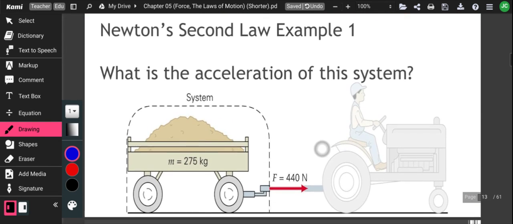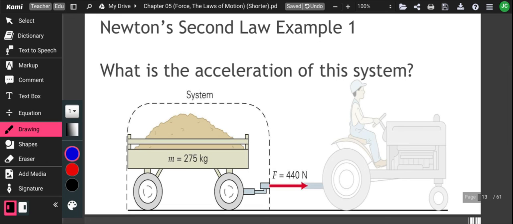Here is a very basic problem that we can do. You can see here, this is a problem where we have a tractor pulling a wagon. The wagon has a mass of 275 kilograms, and the force is 440 newtons. So to solve this problem, we would set up our equation. What's the acceleration? A is equal to F over m. So the acceleration is equal to 440 divided by 275. So our acceleration, when we do that, is going to be 1.6 meters per second squared.